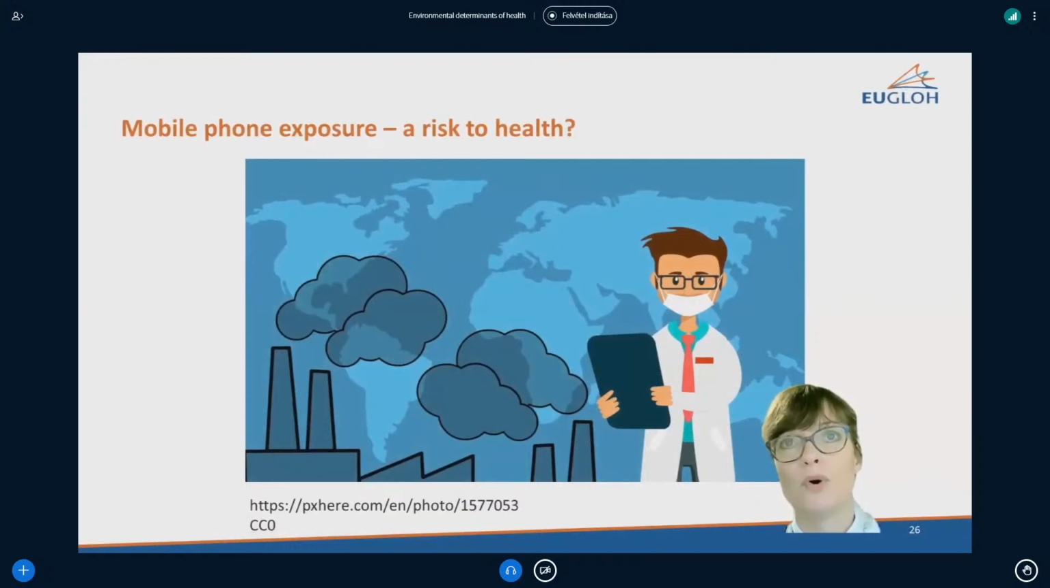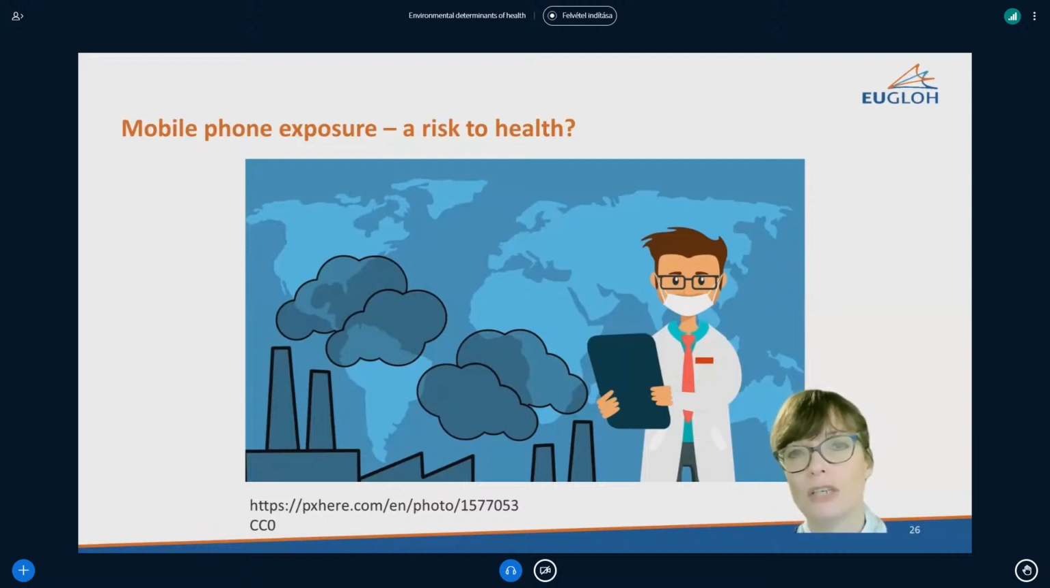Radiation is an important contributor to human health. Just think about indoor radon exposure in some areas or the Fukushima nuclear disaster. But today I would like to talk about non-ionizing radiation. One of it is omnipresent today, mobile phone exposure. I'm pretty sure that you're all using mobile phones.